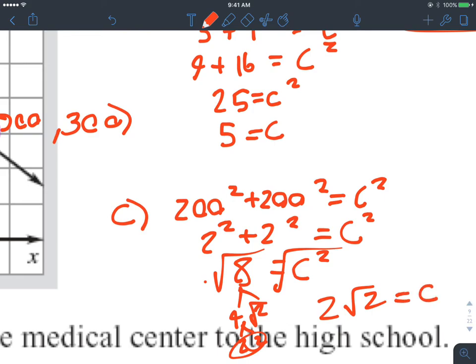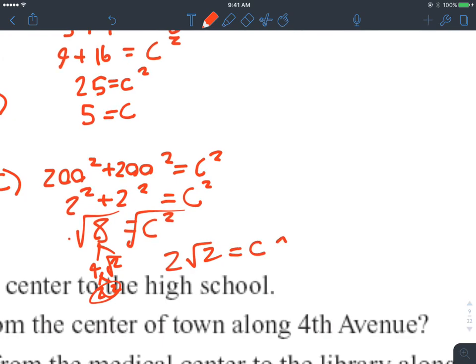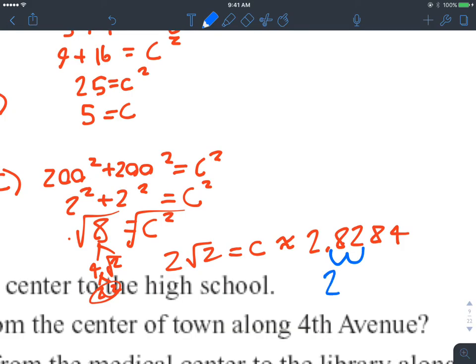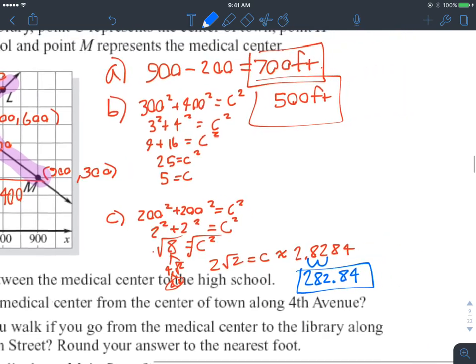Now usually in word problems, we don't use radicals for the distance. So I'm going to punch out what 2 square root of 2 is. It's about 2.8, let's go 2.84. And remember, we had to add on the 2 extra zeros, so I'm going to bump that decimal over 2 places. So about 282 feet, and then you've got the 0.84 right there. So that's the second part of the distance.